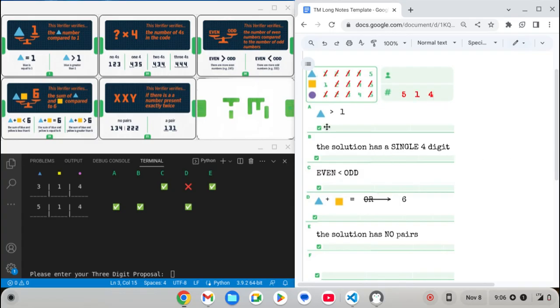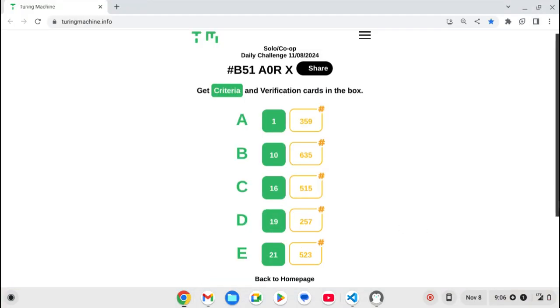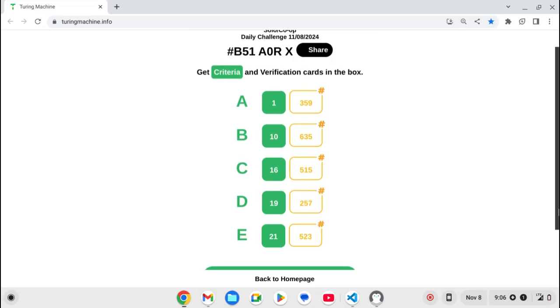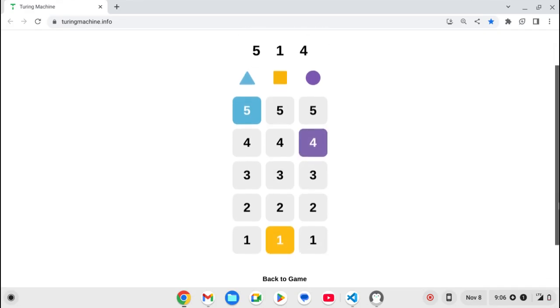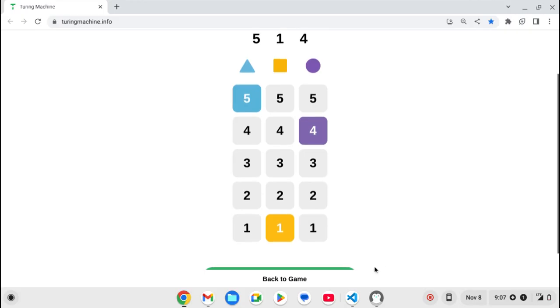Okay, so quickly, yes, our first digit is greater than 1. Yes, it's a 5. We do have a single 4. There are more odds than evens. The sum of the first 2 is 6. And there are no pairs. Yeah, it looks like that is our solution. So let's go ahead and verify that 514 is correct. 514. Fantastic.